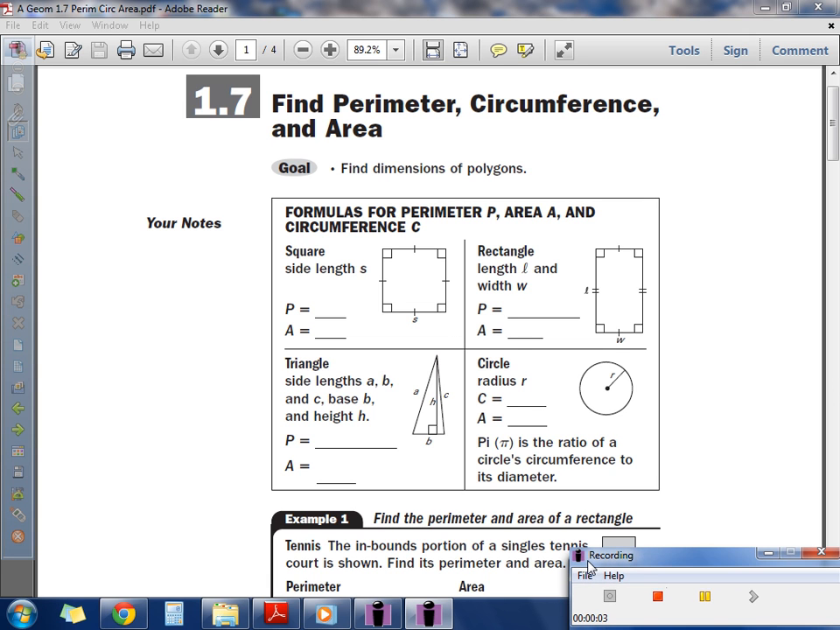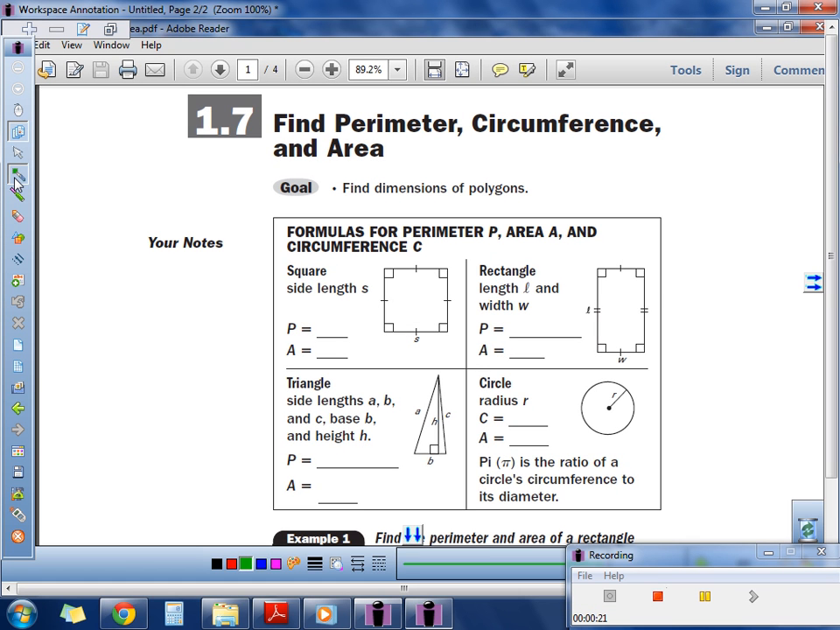All right. So this is section 1.7. It says find perimeter, circumference, and area. These are topics from elementary and middle school, so they should be pretty familiar. A lot of this chapter 1 stuff should be reviewed. The first thing we need to talk about are formulas. So we're going to talk about formulas for perimeter and area and circumference.